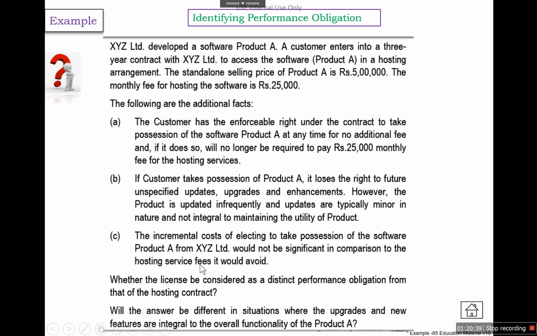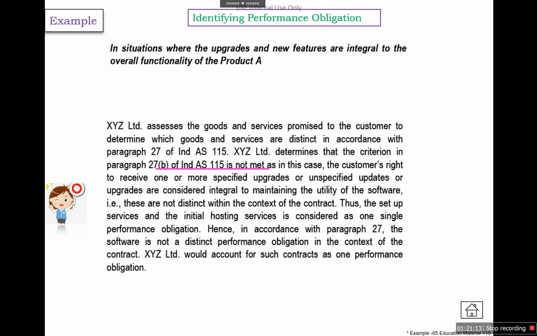But in the second condition, if the upgrades are integral to the overall functionality of the product A, in that case, the separately identifiable condition will not be met because it will be highly dependent on the updates, and it will not be useful to the customer with the available resources because it will lack the updates that are integral to the overall functionality of the product A. So the condition of being distinct will not be met, right?